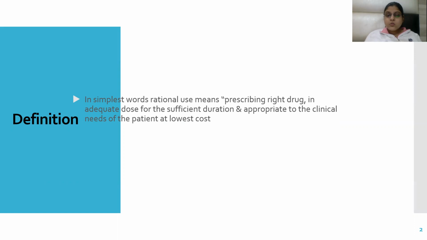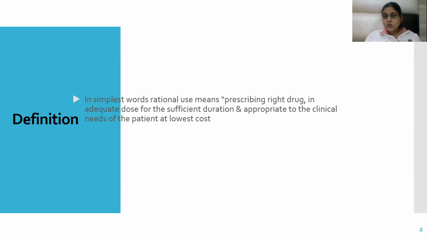And it should be in adequate dose. The dose should be proper. It should not be overdose. It should not be underdose. The adequate dose in children, like in children, smaller doses are required. So in the same way, it should be adequate dose and the duration of treatment should be sufficient. Means it should be proper. It should not be less also, and it should not be more also.